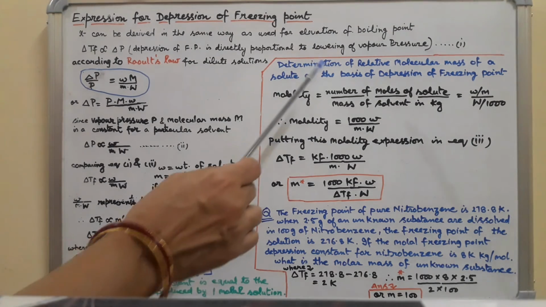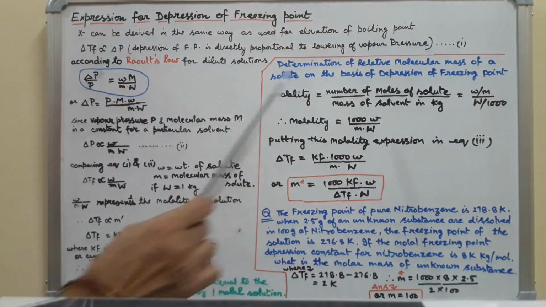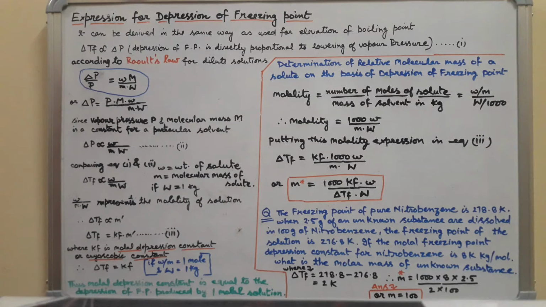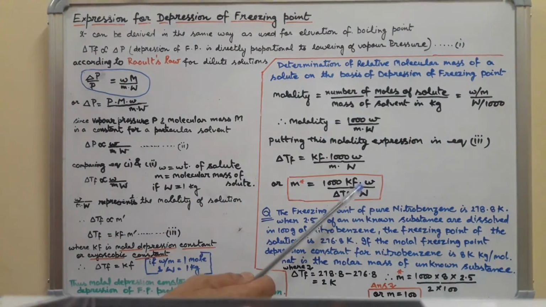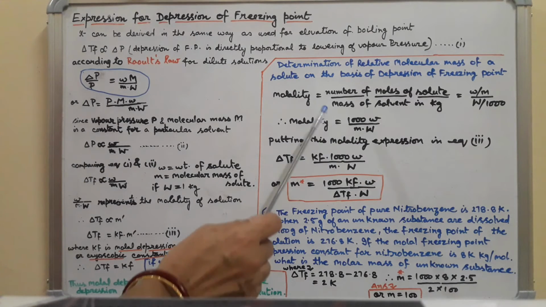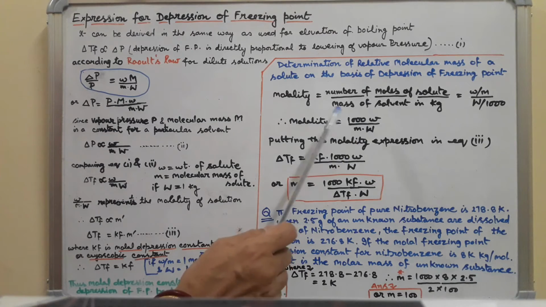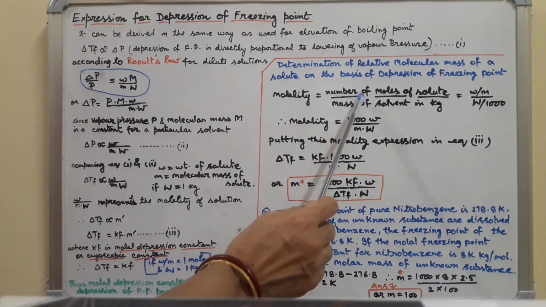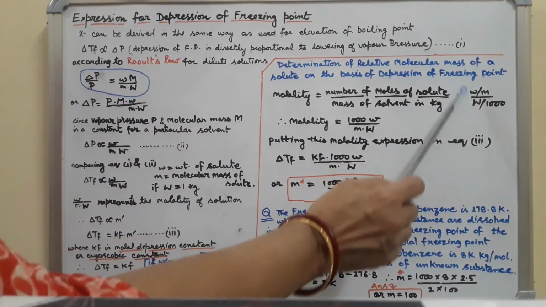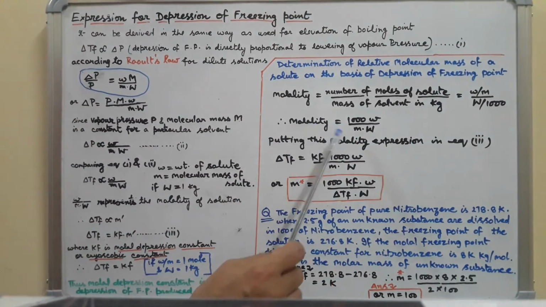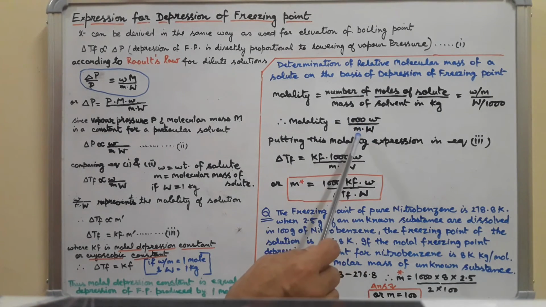Now let's see the determination of the relative molecular mass of a solute on the basis of depression of freezing point. This we have already done in elevation of the boiling point, but still we shall do it again and it is going to be like a revision. Molality is equal to what? Number of moles of solute upon mass of solvent in kg, which I have expressed in this form. Now again the molality is being expressed more clearly.